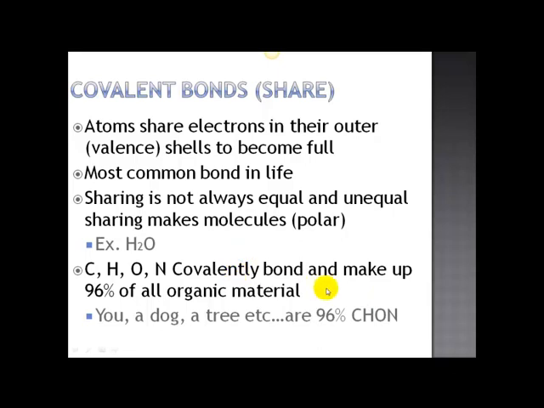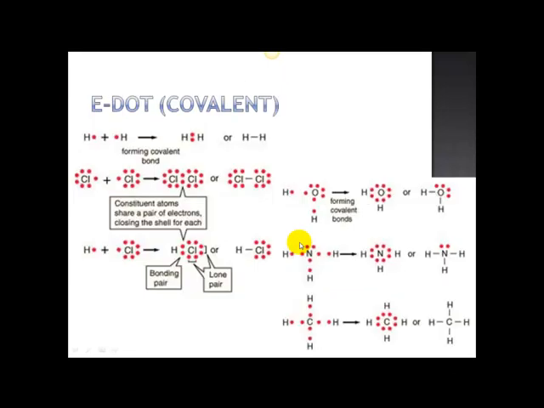For example, sugar, C6H12O6, is just C, H, and O. Alright, so all these are just recombinations of C, H, O, and N, everything that makes up life. Pretty interesting. Here's a few electron dots for covalent bonds.